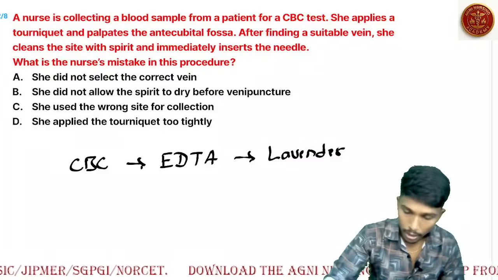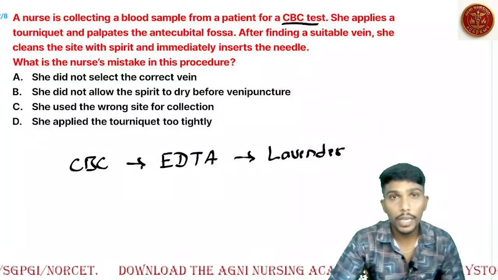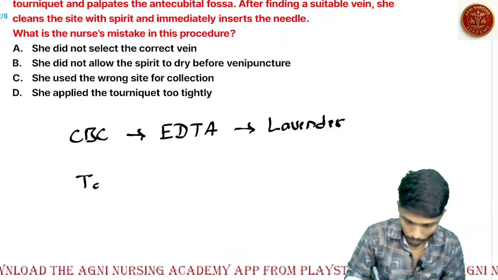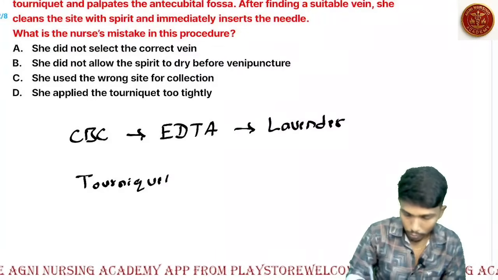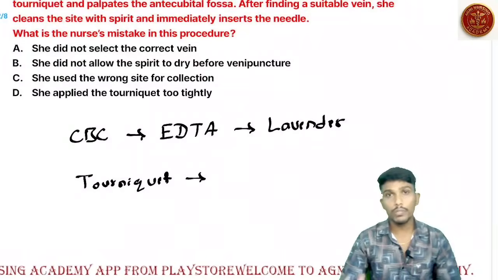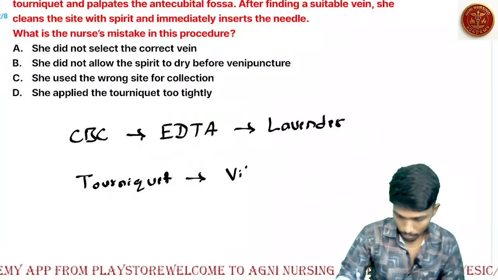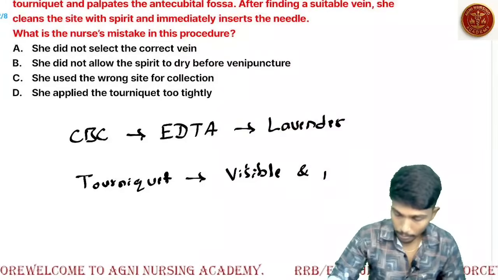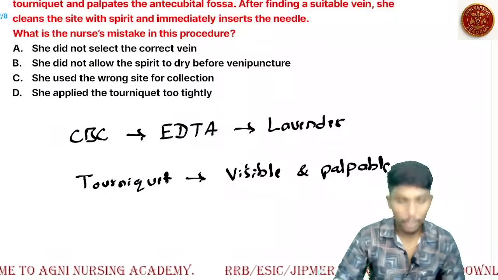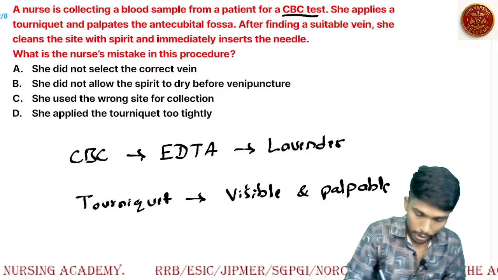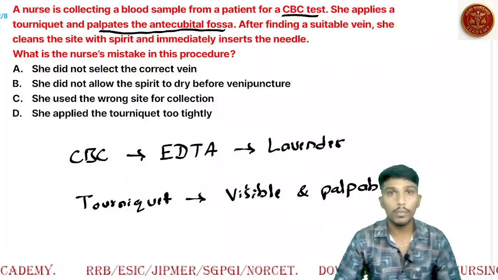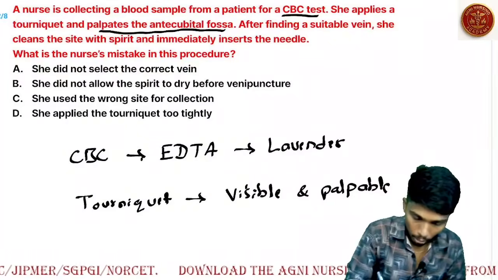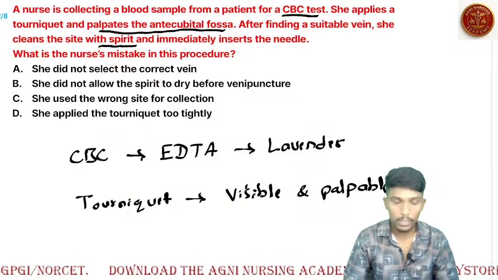Coming to the next point, she applies the tourniquet and palpates the antecubital fossa. She is tying the tourniquet. A tourniquet is used to make the veins visible and palpable. This point is correct. Then, after finding a suitable vein, she cleans the site with spirit. Yes, we have to clean the site with spirit or alcohol based solutions.